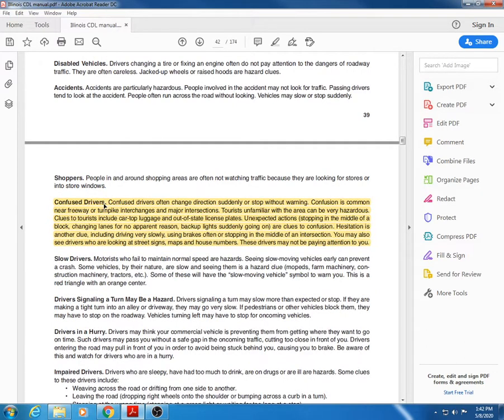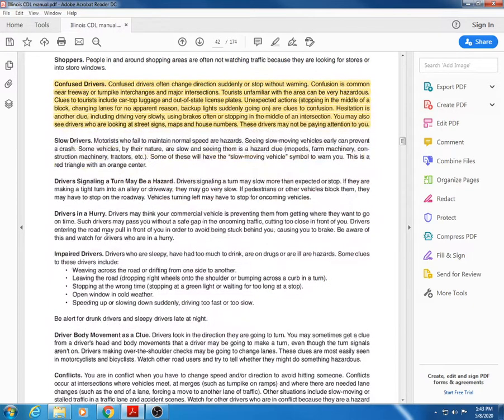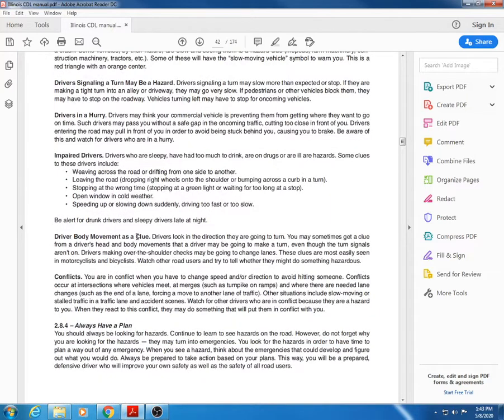Confused drivers. Learn to spot confused drivers. That's very important. You need to be able to read people's heads and the way that they're moving back and forth when they're in the car in front of you. Slow drivers. You never know what the deal could be. Could be old, they might not know where they're going. It could be farm machinery, construction, something like that. Drivers signaling, drivers in a hurry, impaired, body movement as a clue. Again, get to know what you're looking for.